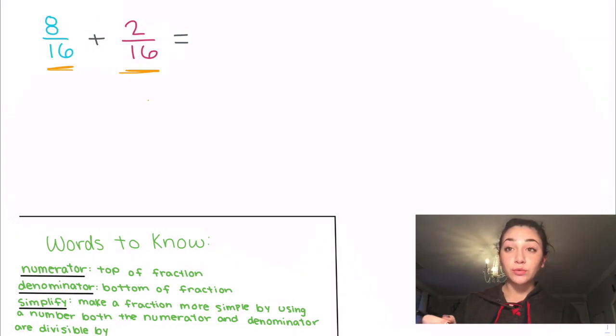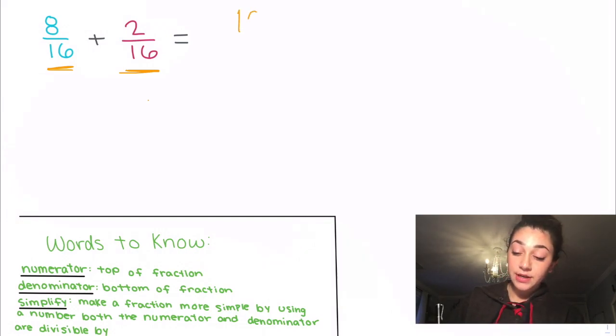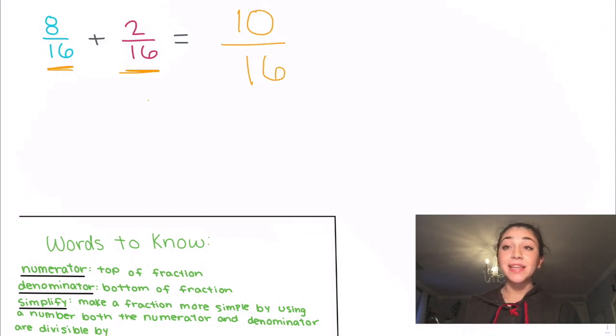So all we have to do, since our denominators are the same, is add 8 and 2. 8 plus 2 is 10, and we're going to put 10 over 16, because that's how many slices of pizza it is out of. So now that we see 10 and 16, we can simplify this fraction, or make it simpler, by dividing both the numerator and the denominator by a number they're both divisible by.